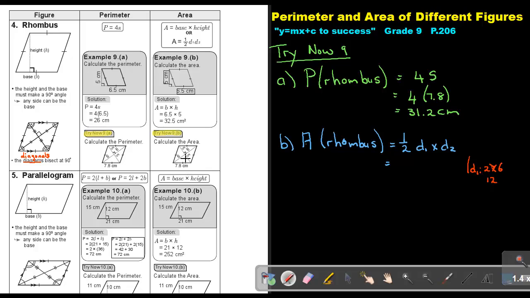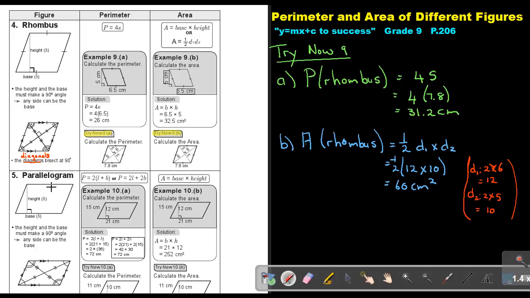And then if I look at diagonal 2, remember one of the properties, the diagonals bisect each other. So diagonal 2 will just be 2 times that 5, and that will be equal to 10. Okay, so if I substitute it, it will just be a half, and diagonal 1 was 12, and diagonal 2 was the 10. And if I multiply it, I will get 60 centimeter square, and that will be my answer.